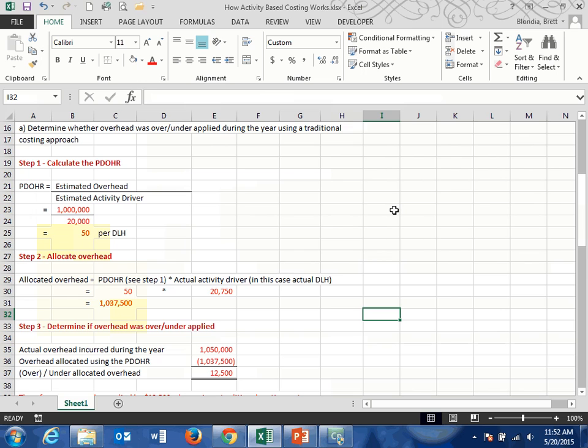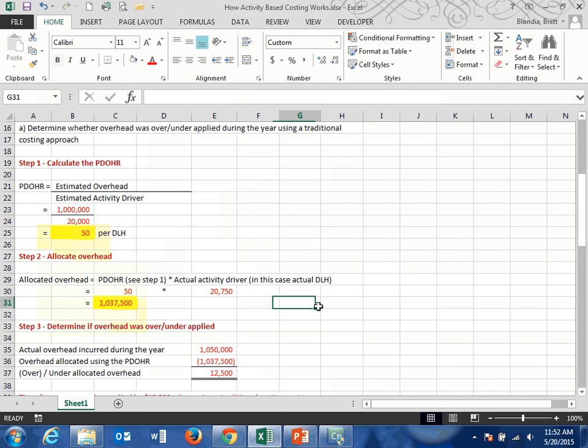Okay? So that's it. That's the 3-step process. Right? That's the traditional cost approach. Now, don't let ABC scare you, because ABC is these exact same 3 steps. It's just based on the number of activity pools you have, it's the number of times you're going to do this. So if I had 3 activity pools, I would calculate 1, 2, 3 predetermined overhead rates. And when I get to allocating overhead, I would allocate 1, 2, 3 overhead amounts.